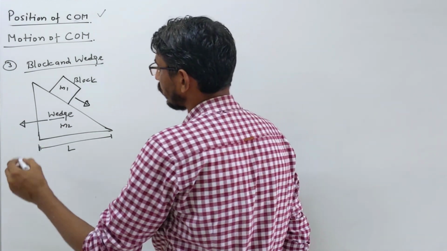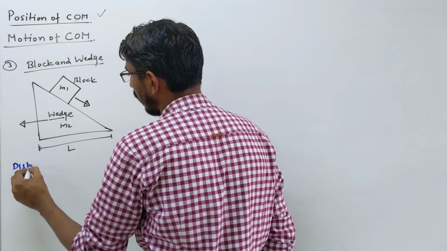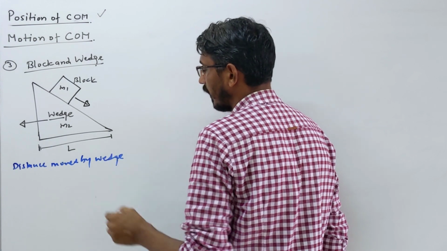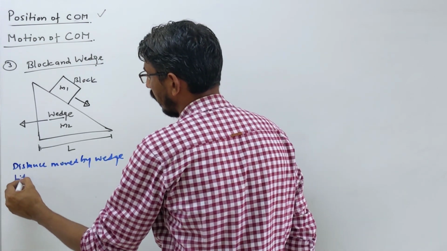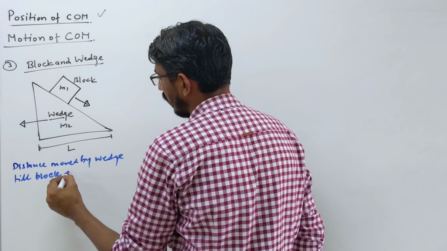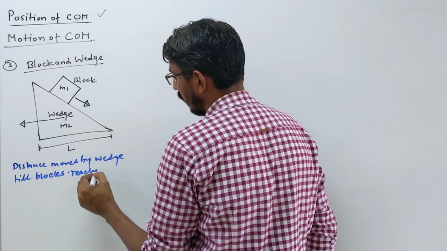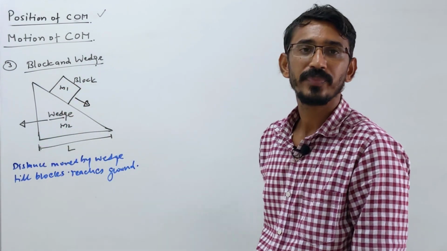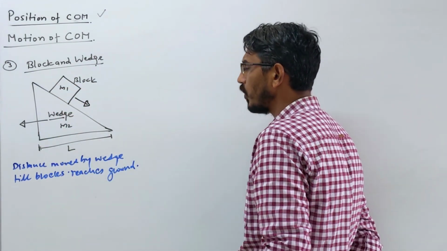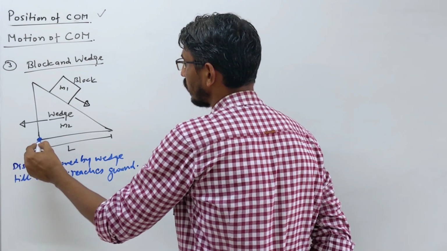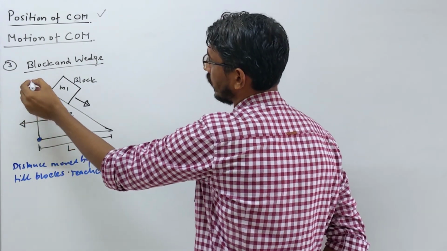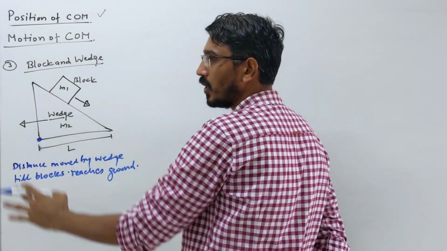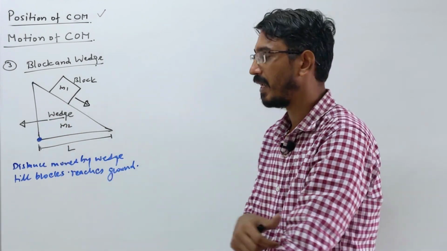Like the distance moved by the wedge, till the block reaches the ground. Till that block comes to the ground, what is the distance moved by this wedge? So the same rule you have to do. You can choose the center of mass at this point. Suppose the block was at the top and comes down; you call x how much distance the wedge moves, exactly the same way.